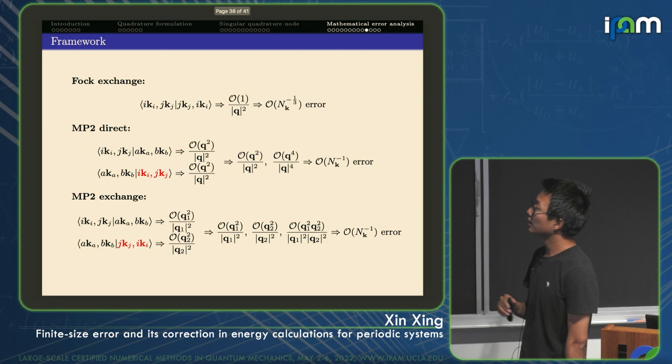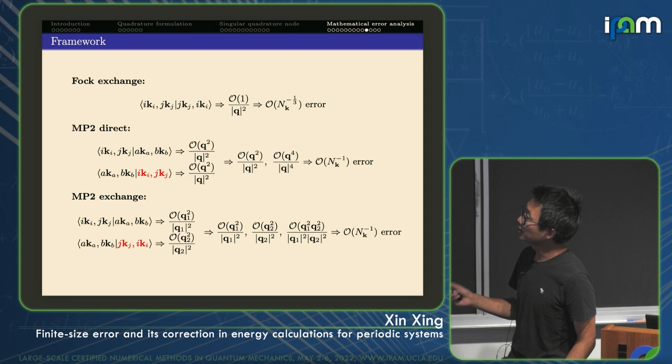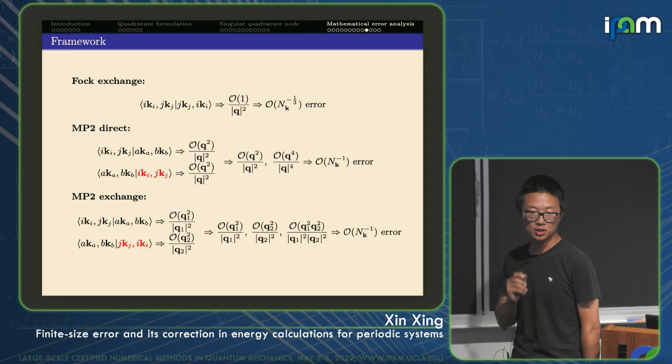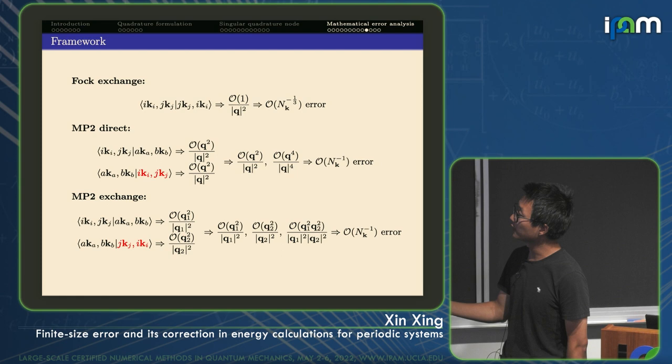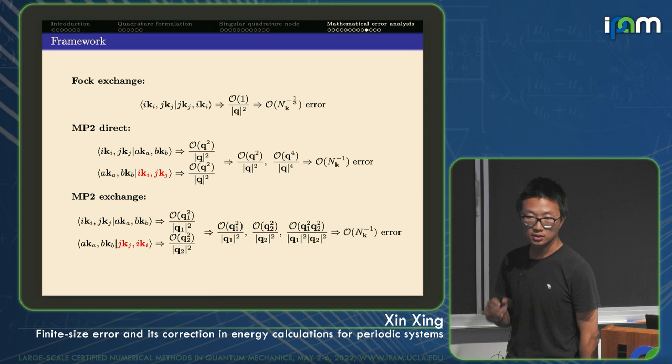And this is the main analysis we did before. And here is a general summary of this whole process. Basically, we mainly focus on the long smoothness in all these calculations. So in Fock exchange, we have IJJI. We can see that the non-smoothness is of form 1 over Q squared, and we get a conclusion that the quadrature error is N to the negative 1/3.